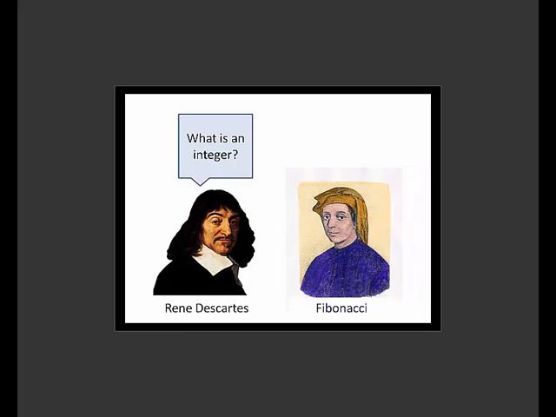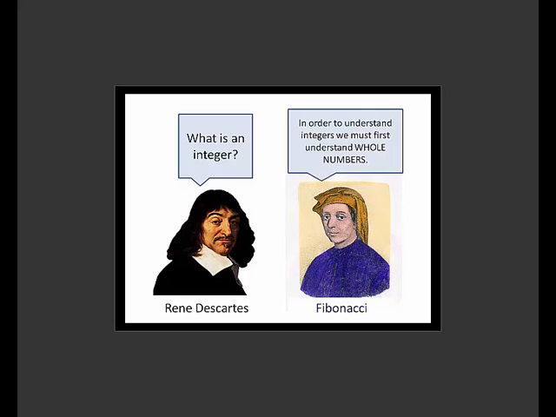Meet Fibonacci, the greatest mathematician of the Middle Ages. There's a sequence named after him. However, he has an answer for René. In order to understand integers, we must first understand whole numbers. Whole numbers are collections of ones.